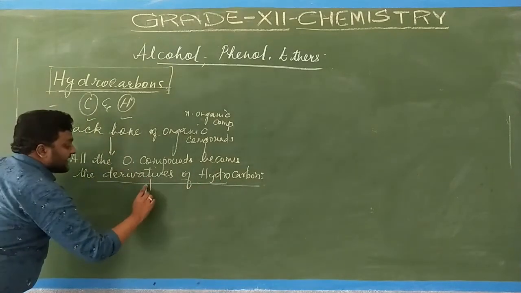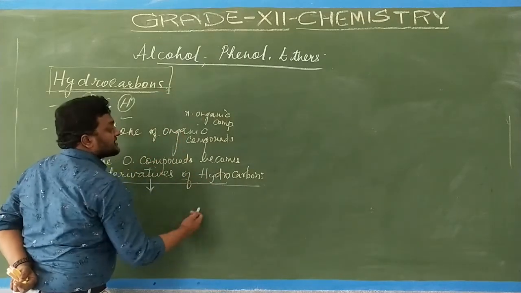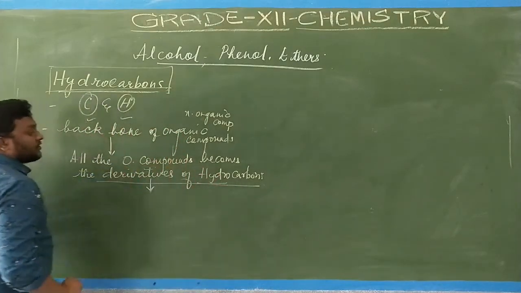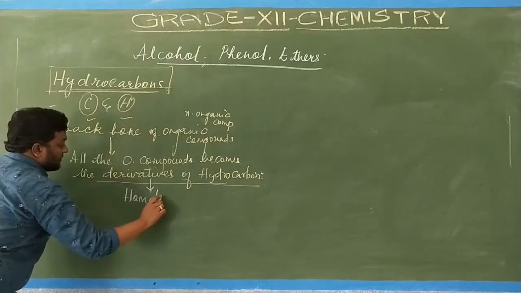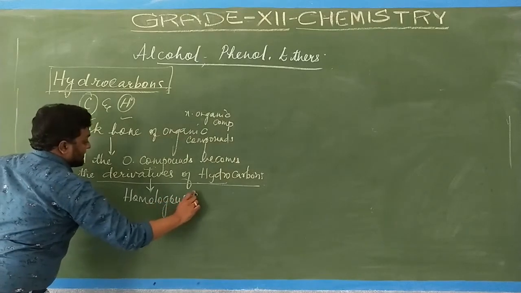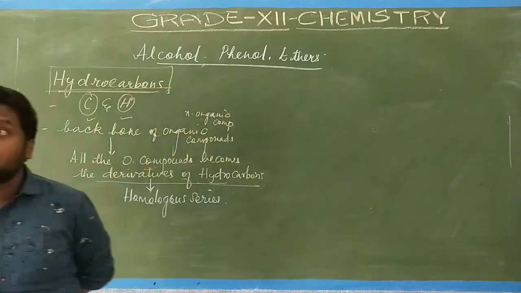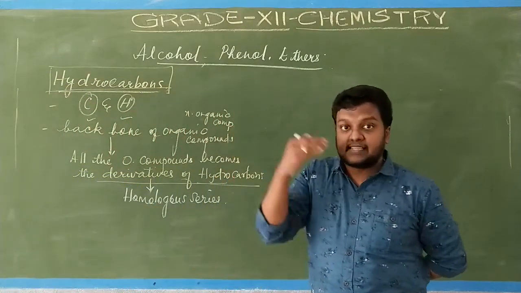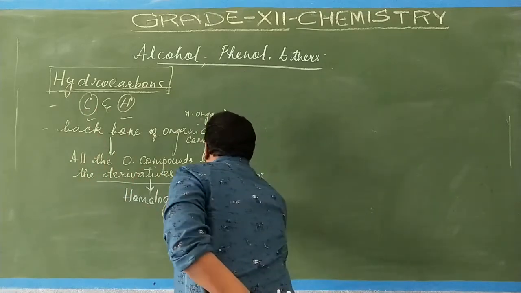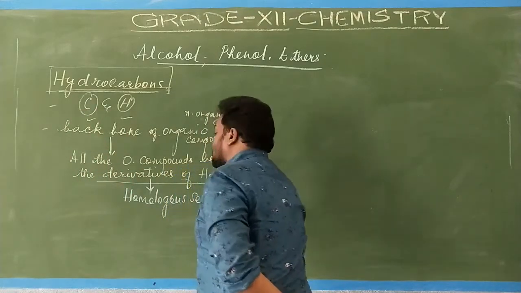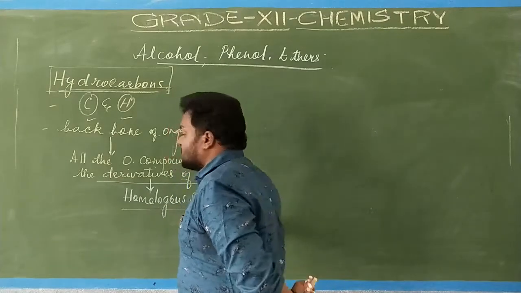So how is it getting derived? How are we deriving the number of organic compounds based on hydrocarbons? Based on homologous series. A homologous series is a class or group of organic compounds in which the successive members differ by a CH2 group. This is the basic; you would have studied it in 11th standard as well as in 10th grade. So homologous series we have done.